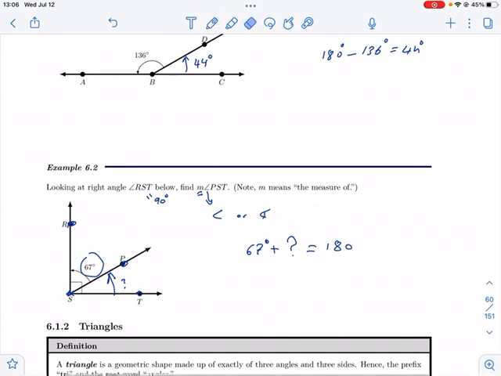Sorry, the sum is 90. So this is 23 degrees. So this is 67. In order to complete it to 90, we need 23 degrees. So this angle is 23 degrees. Now if we find the sum, 23 plus 67 is 90.